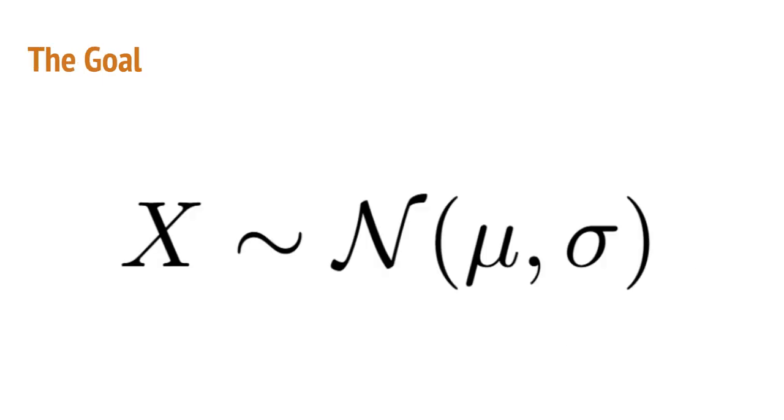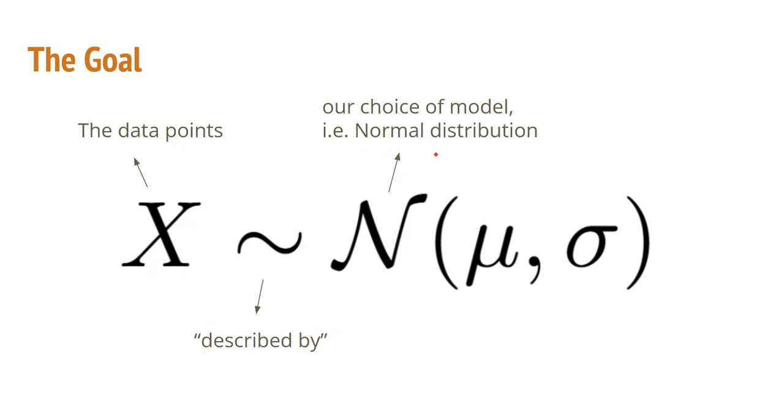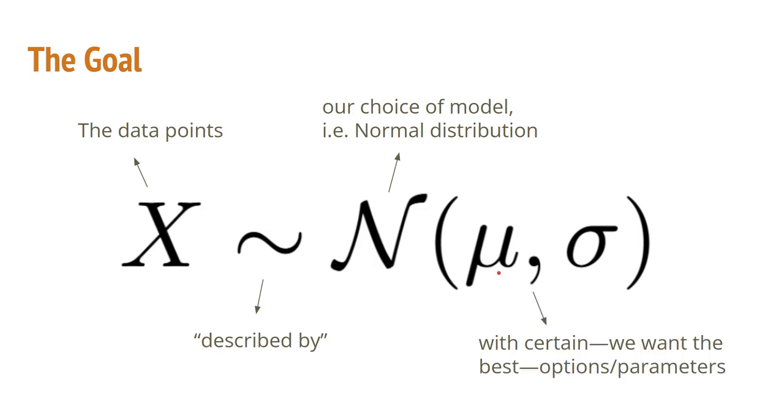Mathematically, this is what it looks like. We have this X, which is the data points, and we say that they are described by our choice of model. So that was the normal distribution. Then these different options are really just different values of these parameters. We want to find the best parameters that describe the data.